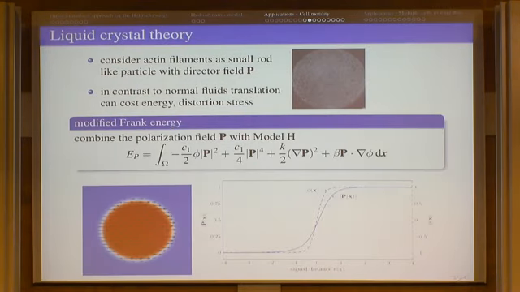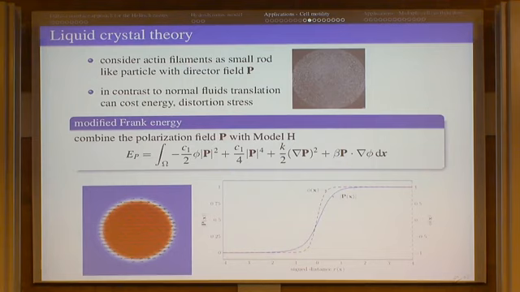And how can we describe such solutions of actin and myosin? This is done here. We use the liquid crystal theory. And maybe you can see it here. So this is a solution of such liquid crystals, and these actin filaments are regarded as those liquid crystals. These are small rod-like particles, and they are denoted by a director field capital P.